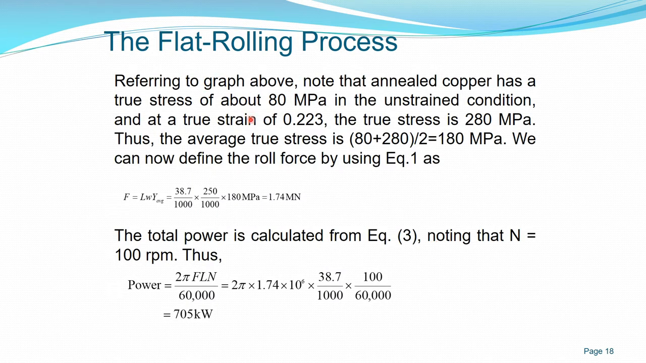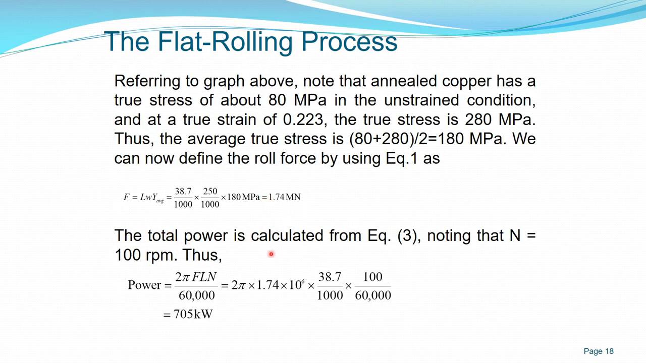So the copper has a true stress of about 80 megapascal in the unstrained condition, and at the true strain, the true stress is about 280 megapascal. Thus, the average true stress is about 80 plus 280 divided by 2, which is about 180 megapascal. We can now define the roll force by using equation 1, which is the roll contact length times width and the average true stress: 38.7 divided by 1000 times 250 divided by 1000 times 180 megapascal, and we have about 1.74 meganewton.